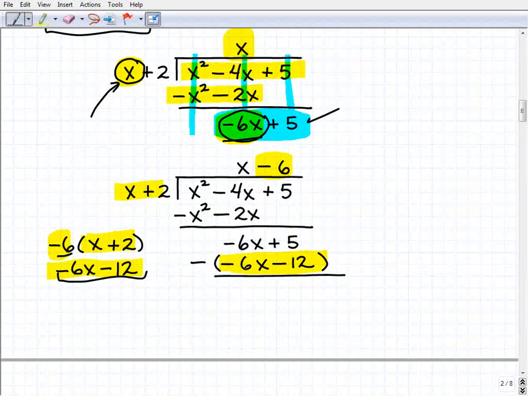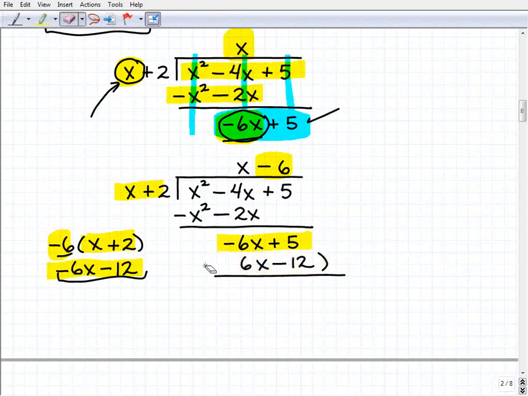We're going to subtract this negative 6x minus 12 from negative 6x plus 5, and we're going to get, let's just do it here, this is going to become a positive 6x, right? And this is also going to become a positive 12. Now let's go ahead and add down in column form.